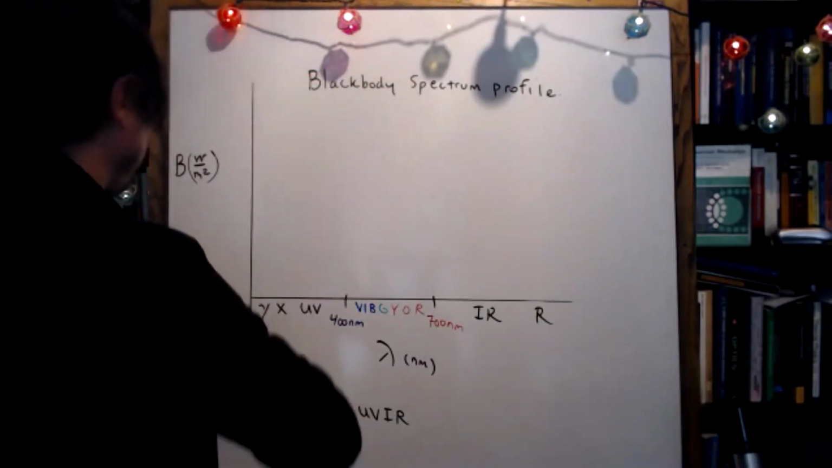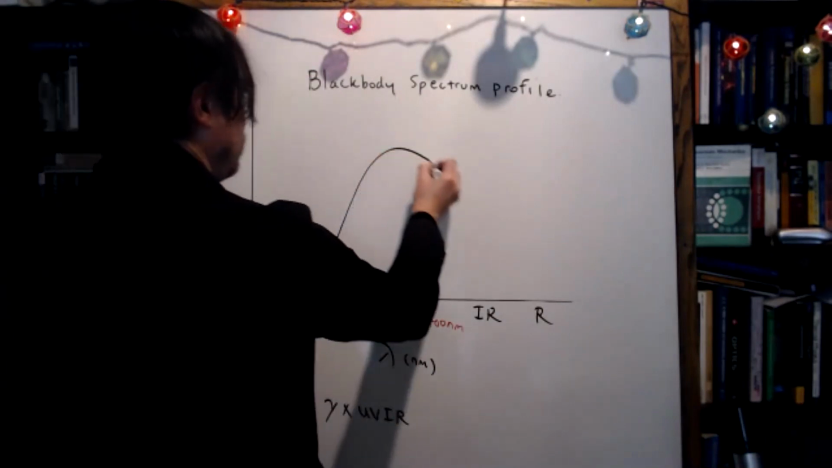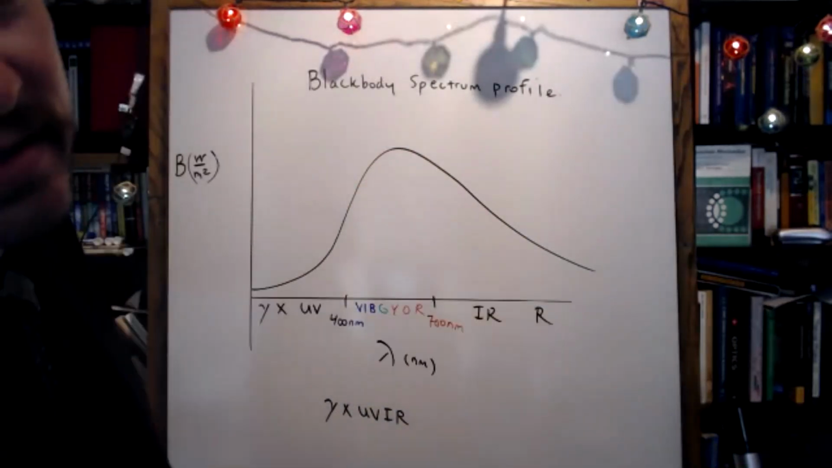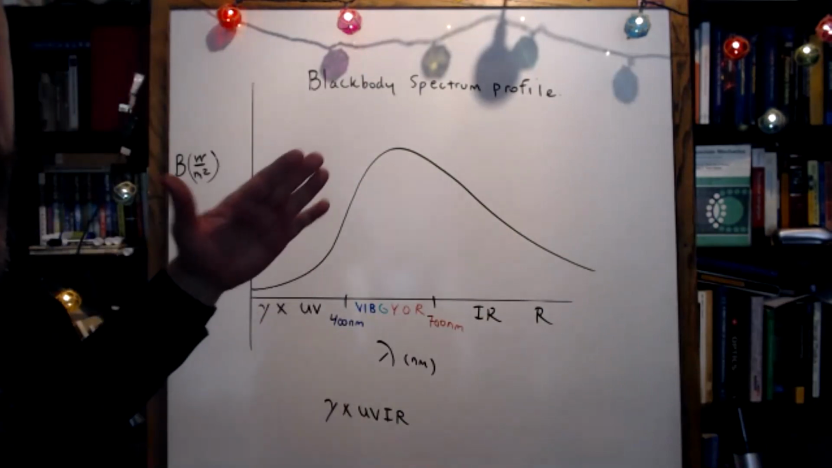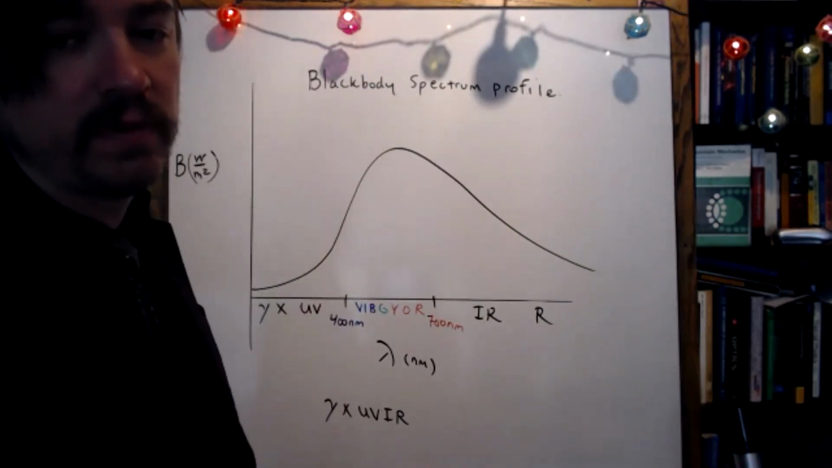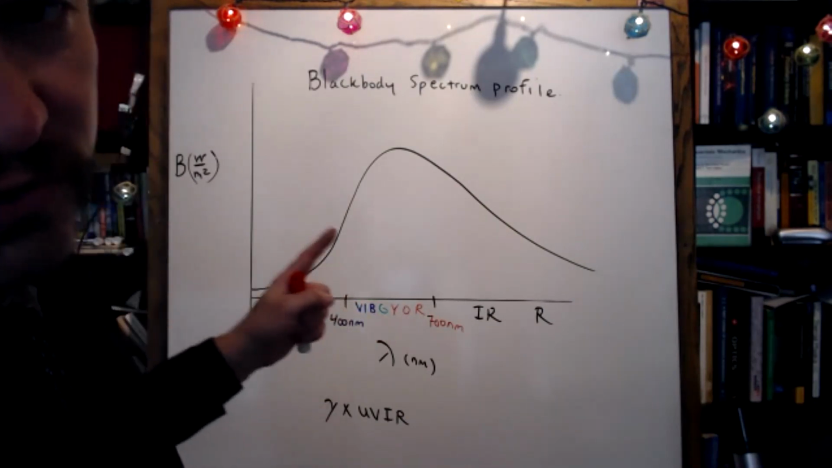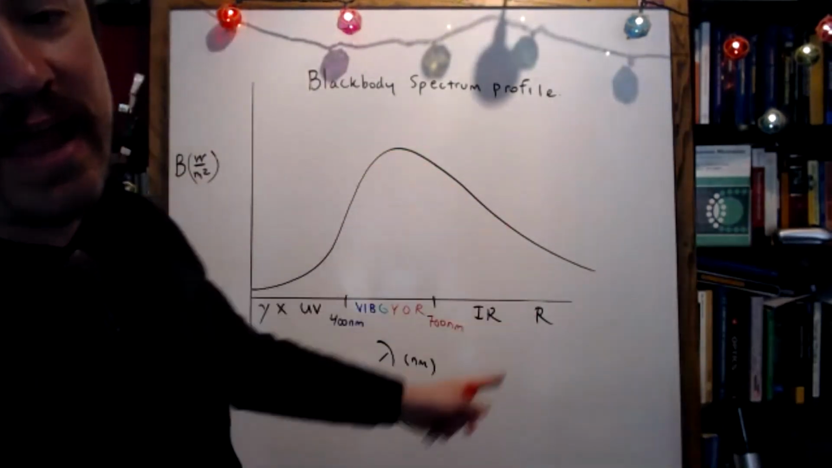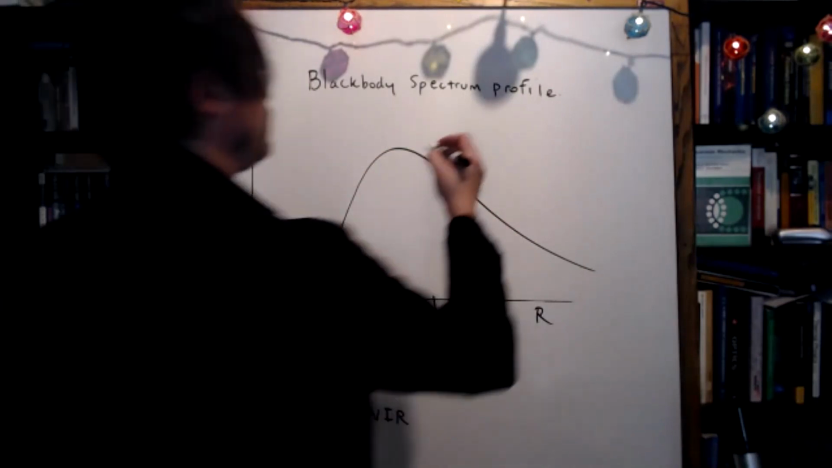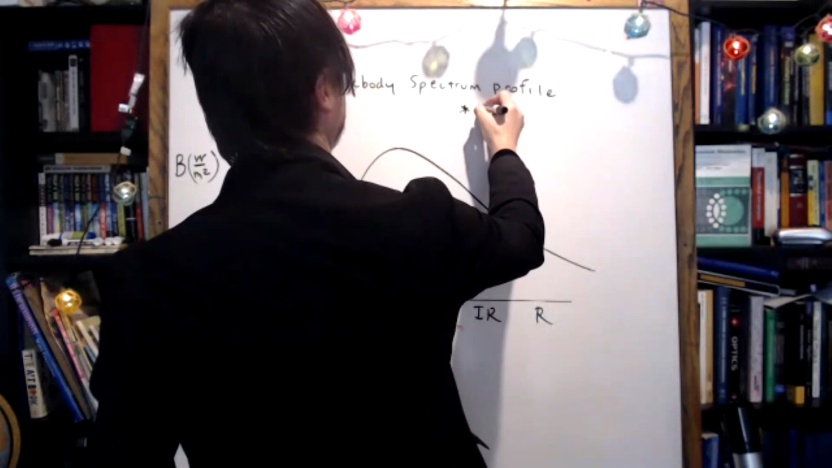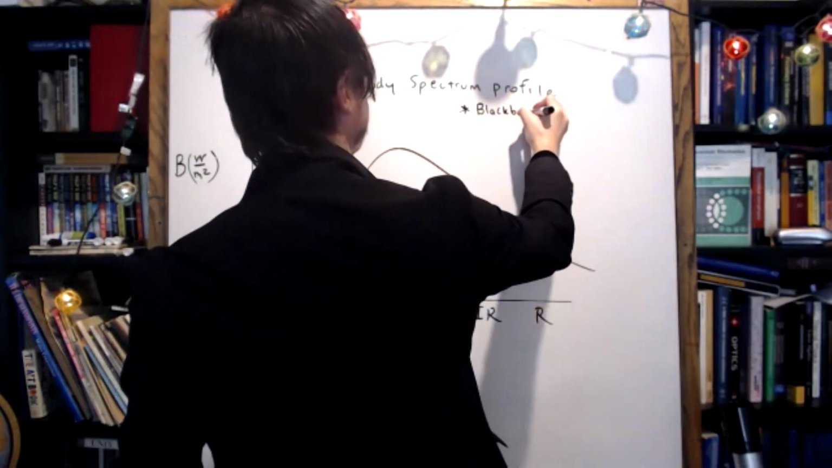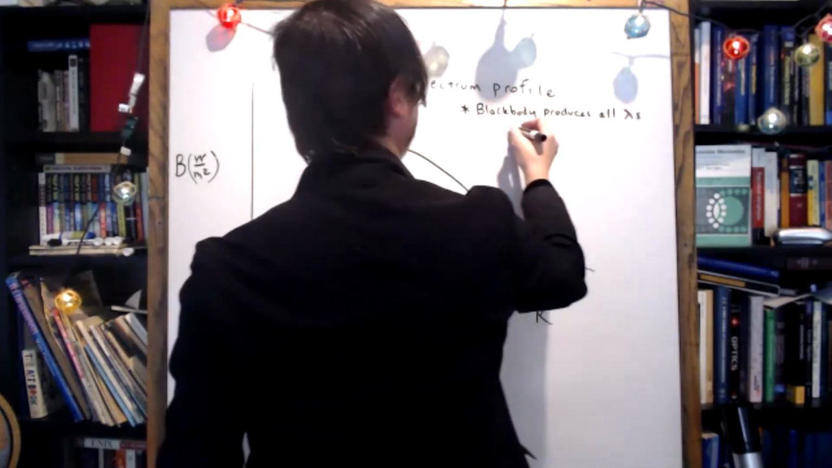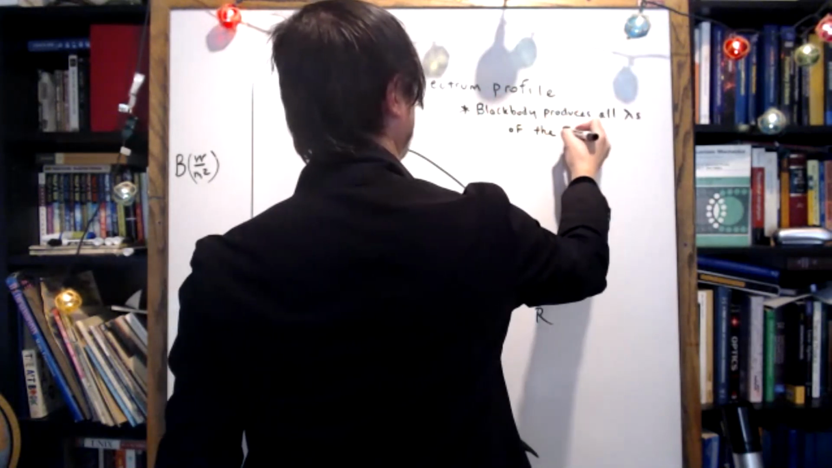It's known as a blackbody spectrum profile. And it looks kind of like a bell curve, except that it's not symmetrical. It's got a wider tail at the long end. This function depends upon the temperature. But I'd like you guys to note a few points about it. The first thing is you're actually getting emission at all wavelengths of the electromagnetic spectrum. So let's take that as a first note up here. A blackbody produces all wavelengths of the EM spectrum.